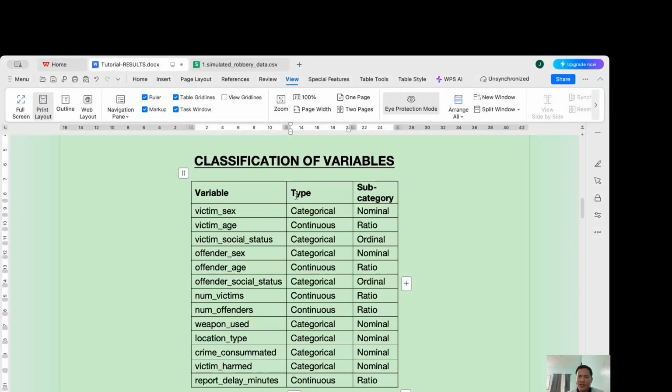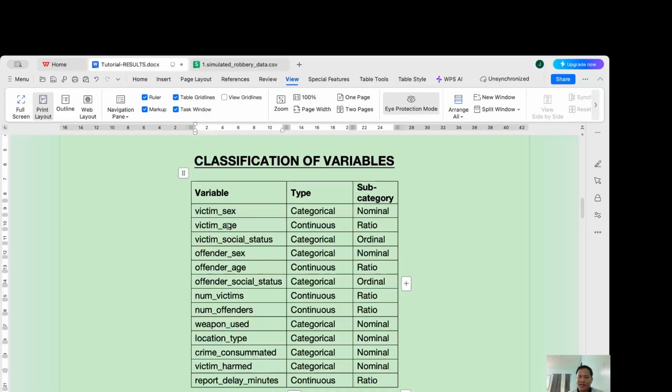Let us first discuss the classification of variables. There are different types of variables. There are two major types. We have categorical and continuous variables. When we say categorical, it comes from the word category. So that variable has categories or is measured in categories. For example, sex is measured in terms of either male or female. So there are only two categories.